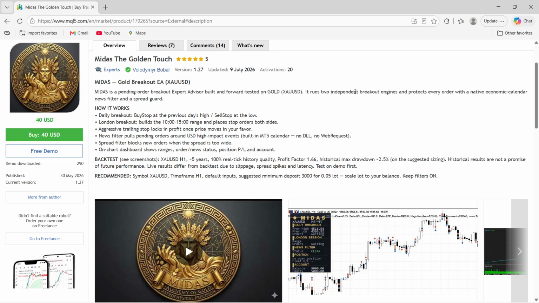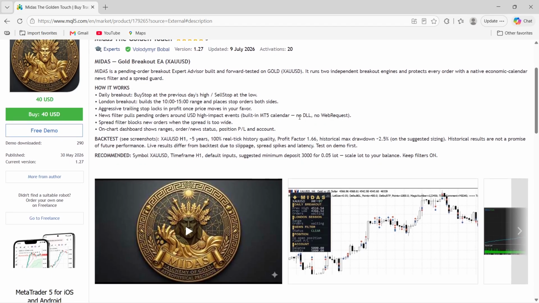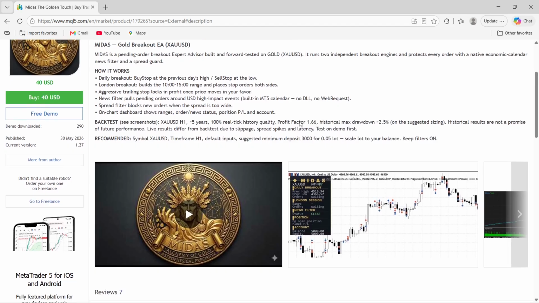It runs two independent breakout engines and protects every order with a native economic calendar news filter and a spread guard. The EA emphasizes risk control, dynamic adaptation to gold volatility, and consistent performance. It's built for traders seeking a dedicated gold trading solution.